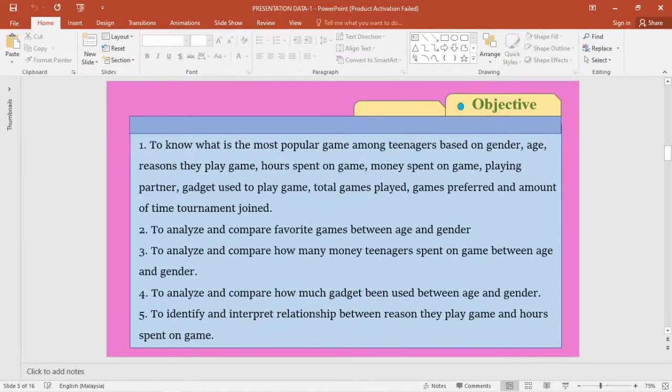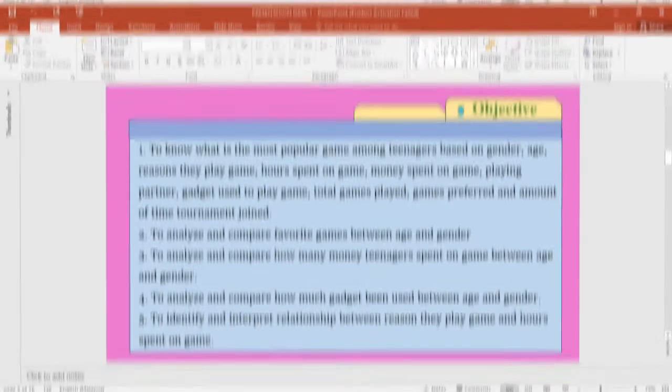The objective of this survey is, first, to know what is the most popular game among teenagers based on the variables. Second, to analyze and compare favorite games between age and gender. Third, to analyze and compare how much money teenagers spend on games between age and gender. Fourth, to analyze and compare how much gadgets are used between age and gender. And last, to identify and interpret the relationship between the reason they play games and hours spent on games.